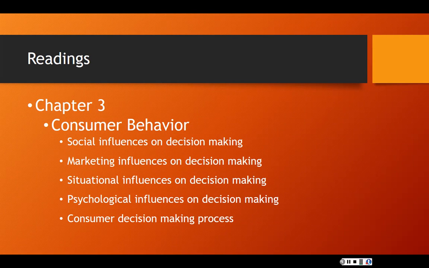So you'll read about lots of different influences on decision making: social influences, marketing influences, situational influences, psychological influences. And then lastly, the chapter talks about the consumer decision-making process. So hopefully most of Chapter 3 will seem familiar to you from other courses, but this is a great review for the work that you're going to be doing this week.